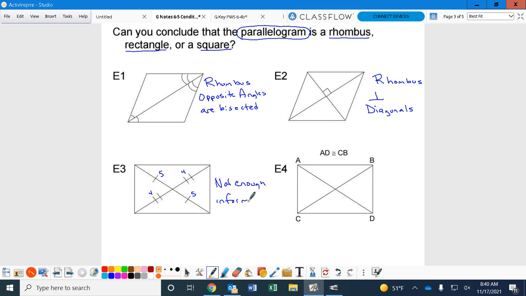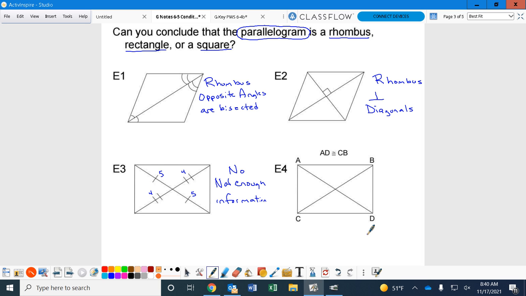And actually, based on the question, I would even say no is acceptable because they said, can you conclude it? And the answer is no, I cannot conclude it. They don't give me enough information. And you could even say no, and then the reason being not enough information.